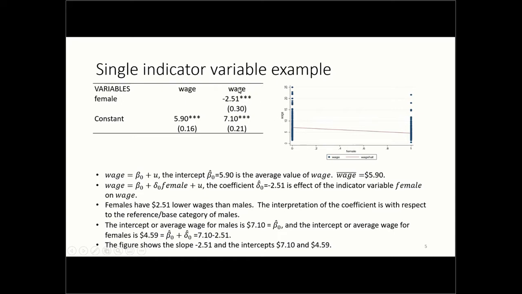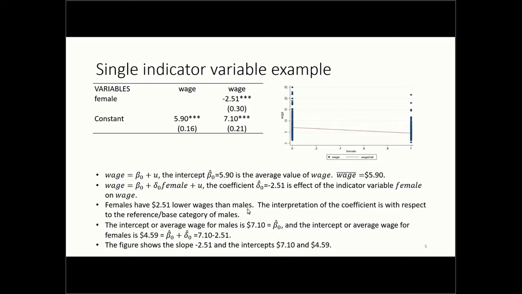Now, if we estimate the model with wage and female here being our independent variable, this will be the coefficient here on female. So because the coefficient is minus 2.51, that will be the effect of this variable female on the variable wage. So how would we interpret this coefficient? We first of all notice that it's significant. And then we would say that females have $2.51 lower wages than males. So notice that the interpretation of this coefficient is with respect to the reference or base category of males. So you just cannot say females have 2.51 lower wages. You need to say then whom.